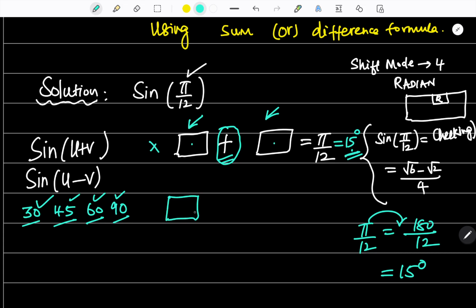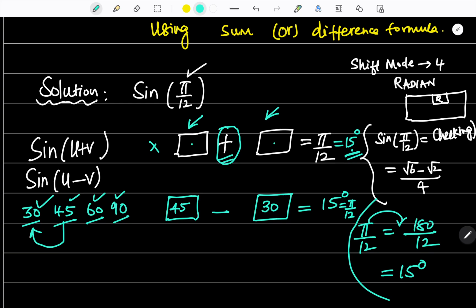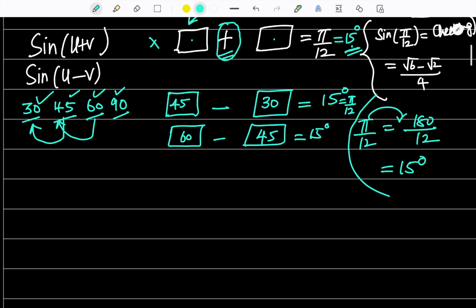So now I have to think two values which under minus should come to 15 degree, which is pi by 12. So take two values, subtract, you should get 15 degree. Yes. 45 minus 30. Yes, it's 15. Oh, teacher, another value is there. 60 minus 45. This also gives 15. Yes. Take any one. So let me take the first one. 45 minus 30 is equal to how much?